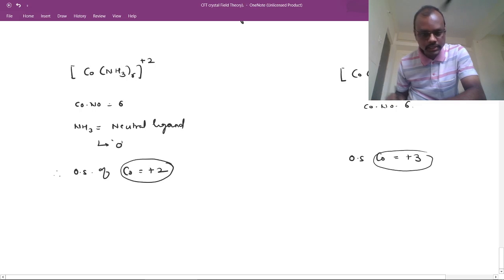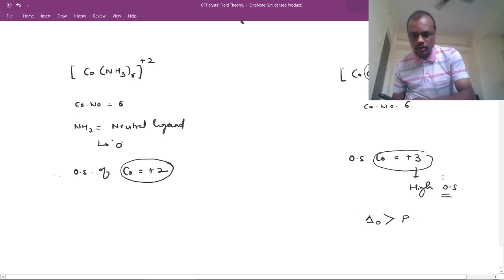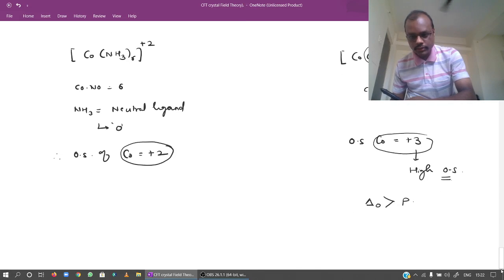Now in both cases, cobalt is present in a high oxidation state. So what we observe is that whenever the metal is in a high oxidation state, even if it is with a weak ligand field, that ligand will act as a strong ligand field. So here the splitting is more, and delta 0 is greater than the pairing energy. How this takes place, we are going to see.